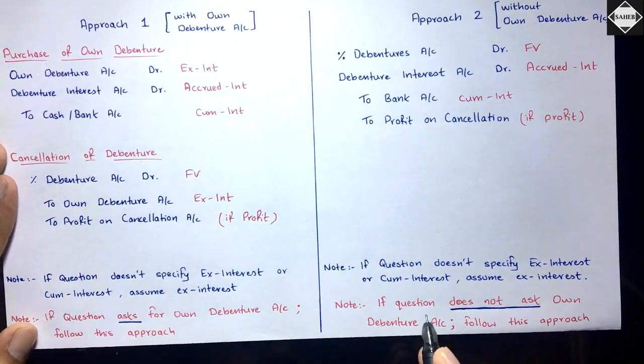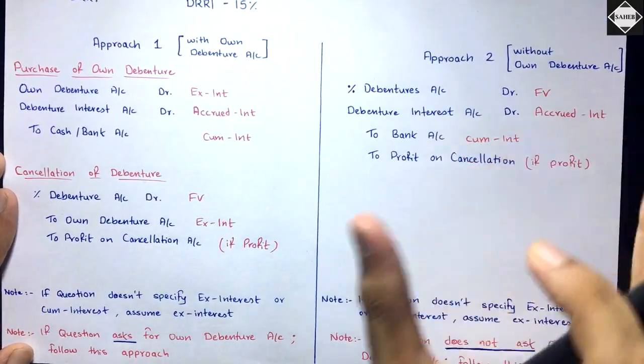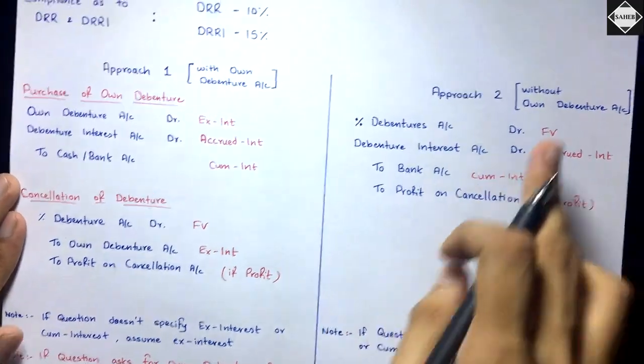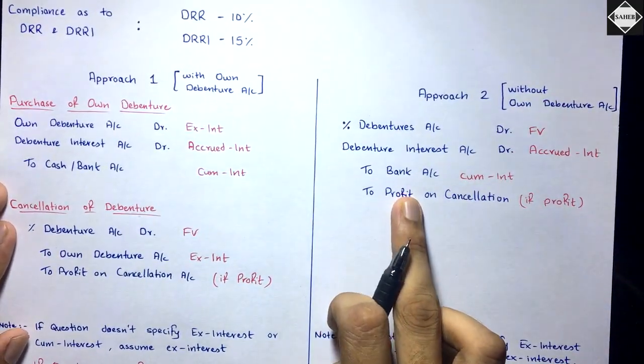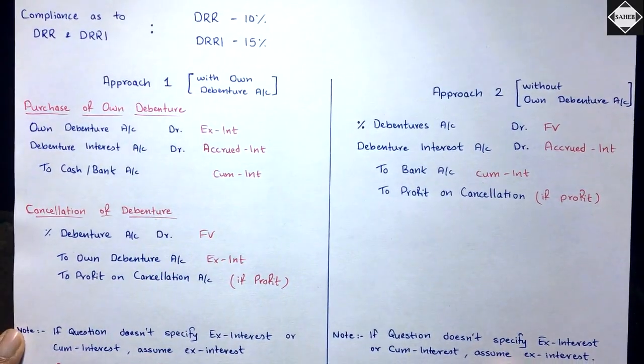Right. If the question does not ask for own debenture account, follow this approach. This is easier, right? It's just the combination. So if the question is silent, not asking for own debenture account, then you have to follow approach 2. Is that clear? Did you understand? Was it difficult? No, it's very simple.